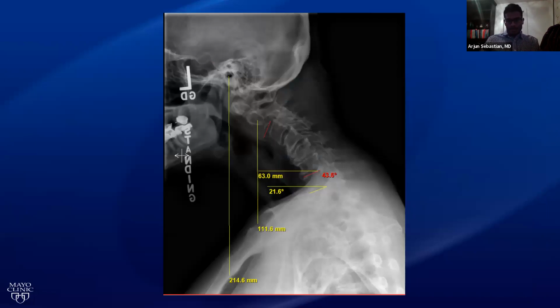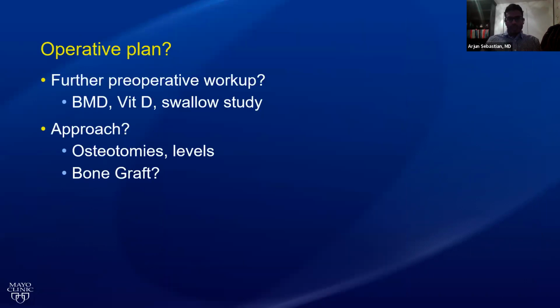And we went ahead and measured some of her alignment parameters. So you can see, and we'll get into some of these a little bit later, her elevated cervical SVA, her cervical kyphosis from C2 to 7, which measures 44 degrees, as well as her T1 slope there. And so when we're thinking about it, obviously some of the preoperative workup we like to obtain is bone mineral density, vitamin D studies, as well as a swallow study.